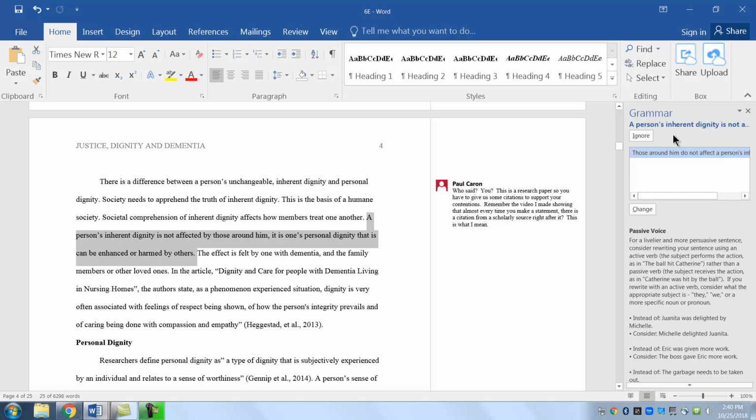Okay, here's another passive voice. A person's inherent dignity is not affected by those around him. It is one's personal dignity that can be enhanced or harmed by others. Remember, folks, this is a draft. So the next one is the effect is felt. If you notice the way this is written, the effect is felt by one with dementia. So why are these passive voice types of sentences?